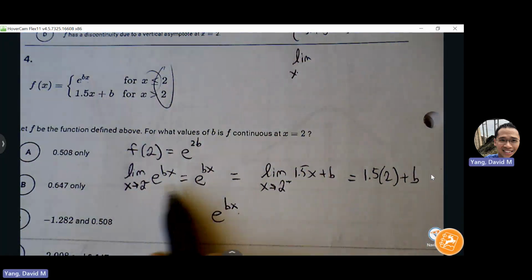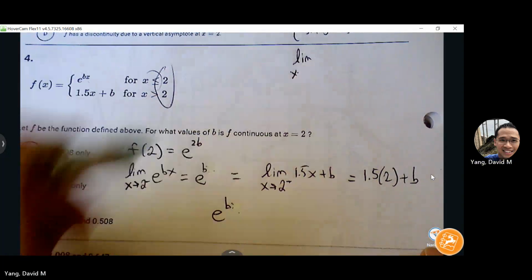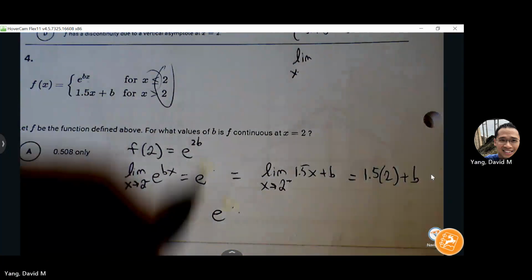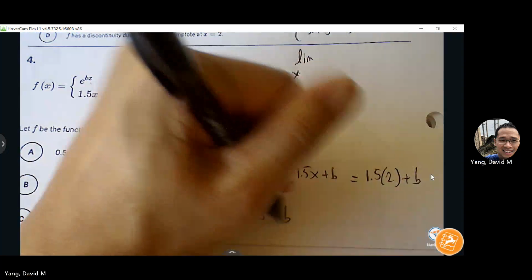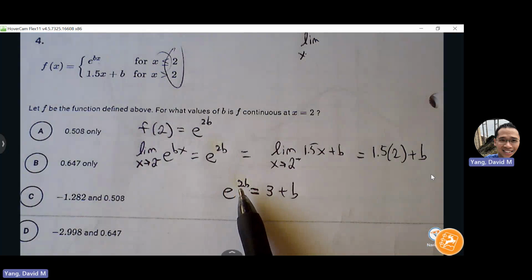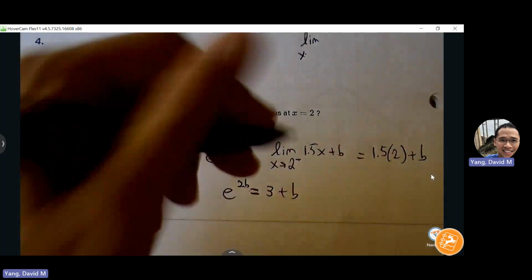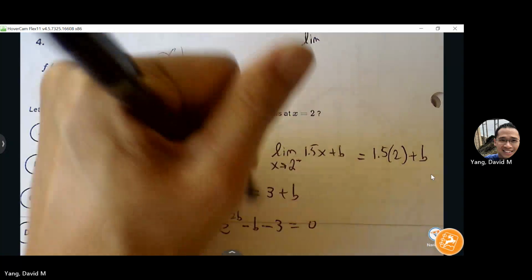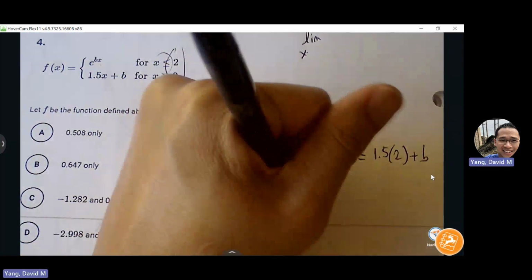I'm sorry, the 2 goes in for x, not the b. So e to the 2b. Now, where is e to the 2b equal to 3 plus b? How can we solve for this? This is meant to be a calculator question. So I like to bring everything over to one side and graph it. Look for the x-intercept.